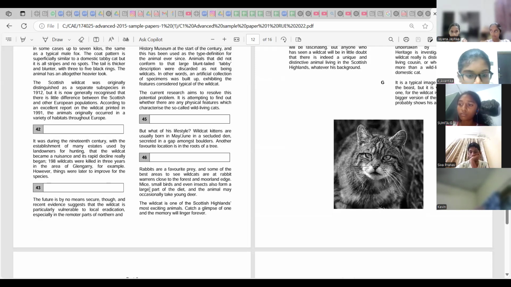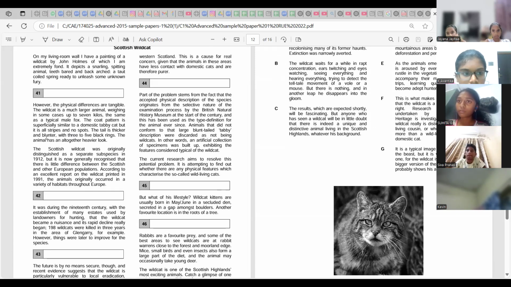The wildcat is one of the Scottish Highlands' most exciting animals. That's why he is keeping that image on his wall. Catch a glimpse of one, and the memory will linger forever. Now, we put in a lot of effort to read. This is what you need to do quickly in the exam. You don't have to worry about the box or the gap text, but worry about the original text here.